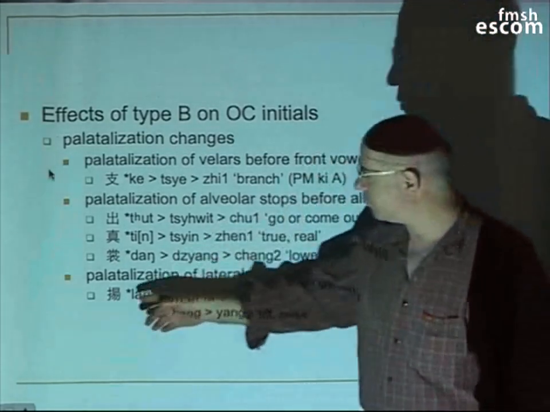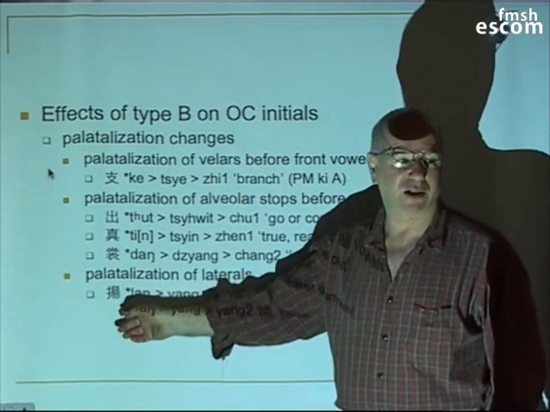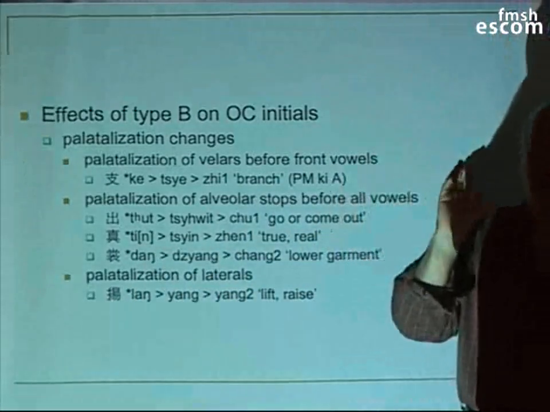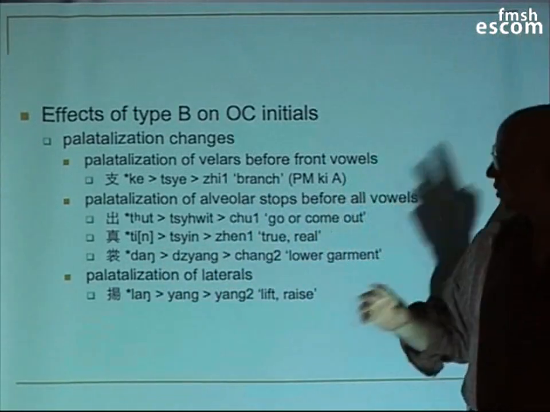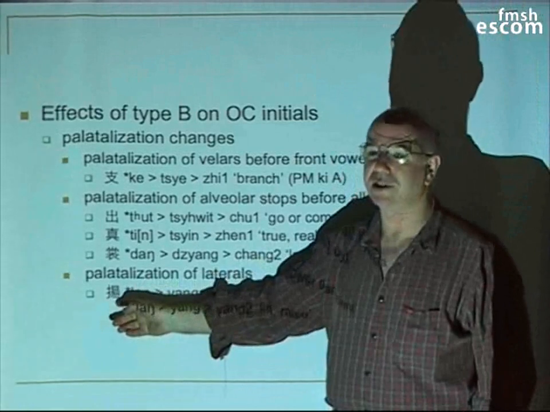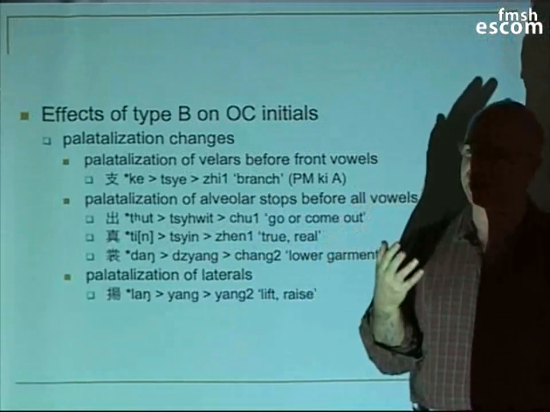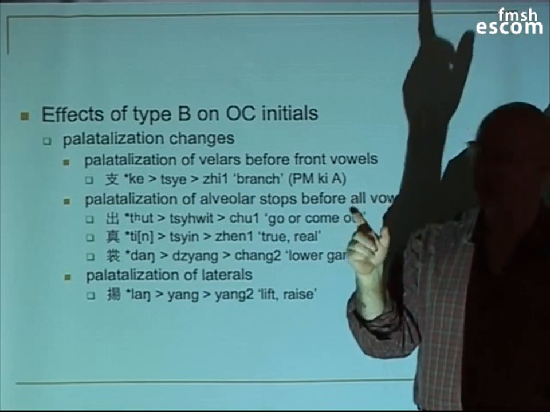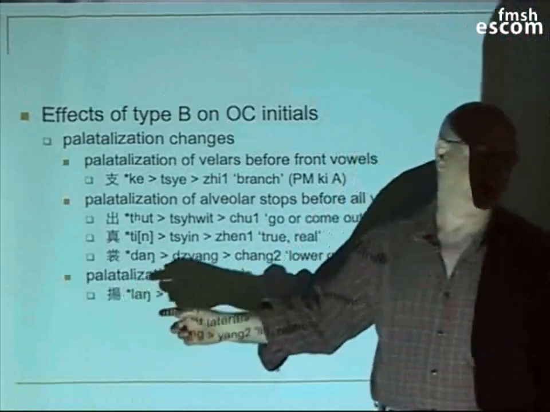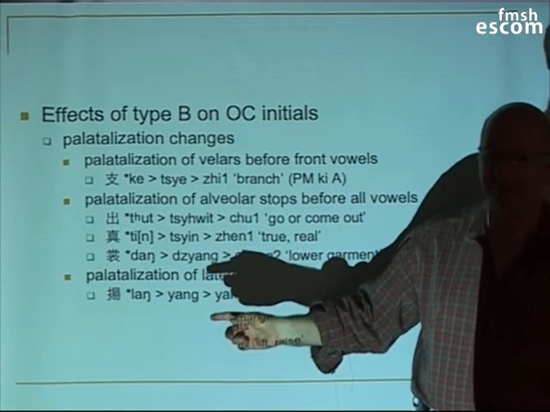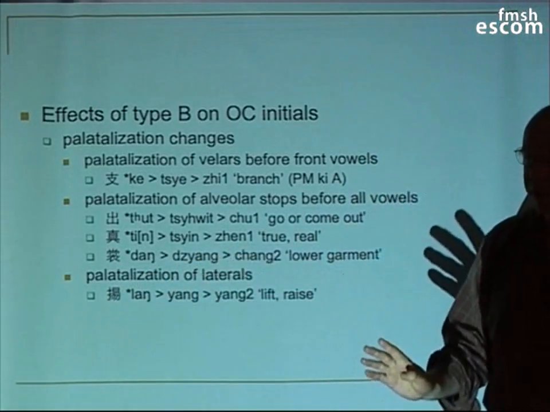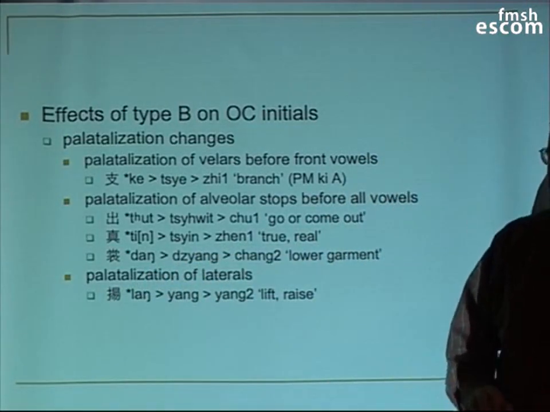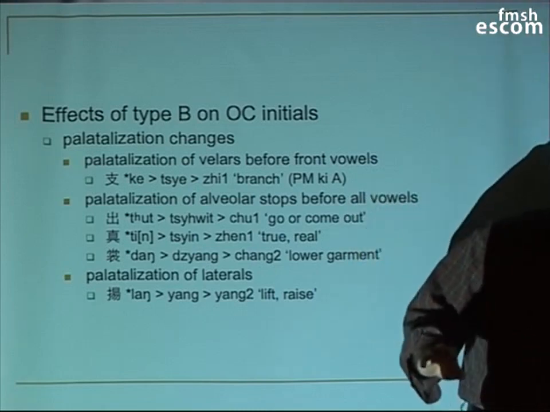One of the ways you can tell them from series that had alveolar stops in Old Chinese. That's how you can tell an Old Chinese Lang series from an Old Chinese Dang series or Tang series. Because Dang or Tang will have T, but Lang will not have T. Okay? Maybe not clear. But never mind, it's not important.